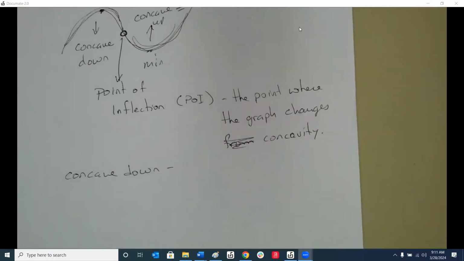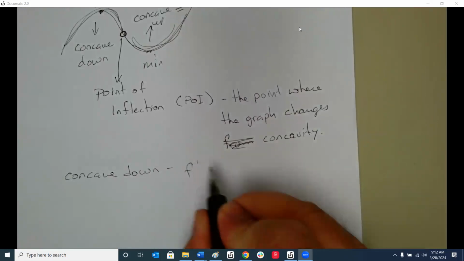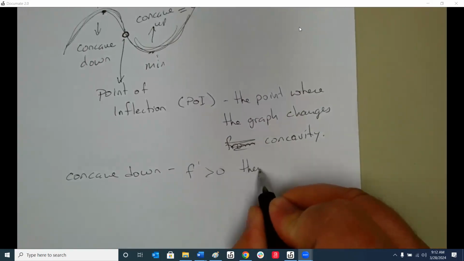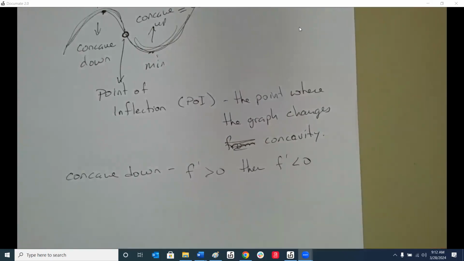So what do we know so far? If it's concave down, what do we know? It's a maximum. Now, how does that relate to the first derivative? How do you know it's a maximum? To the left, the slope goes up and then changes down. The first derivative is positive, then it changes to negative. That tells us we have a maximum, which means it's concave down.